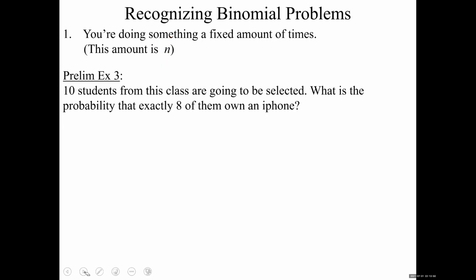Let's go look at a third example. 10 students from this class are going to be selected. What's the probability exactly 8 of them own an iPhone? That's a binomial problem. And again, to know it's a binomial problem, there are four things you look for. I'm just looking for the first thing right now. In this problem, who can tell me what are we doing and how many times are we doing it?